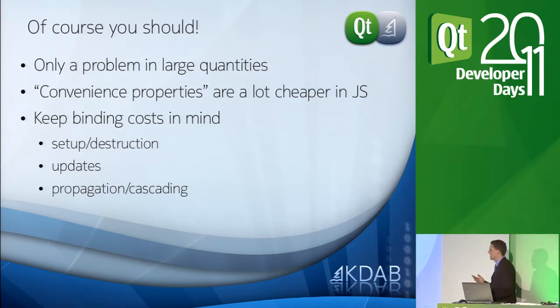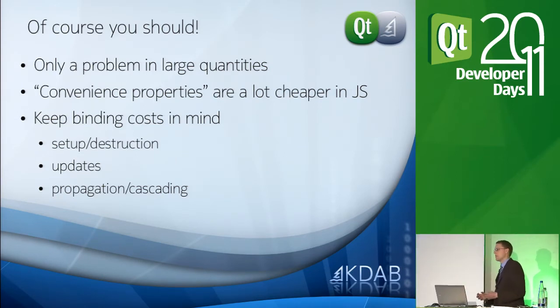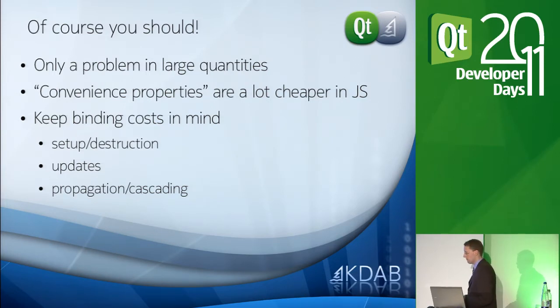And we noticed that bindings cause us problems at startup. So the creation and setup time is quite expensive. You create a couple of Q objects, you set up all the signal slot connections. And we also saw destruction is quite expensive. Updates, of course, whenever anything changes, it propagates. So make sure you keep the change notifications as small as possible to avoid these cascades.